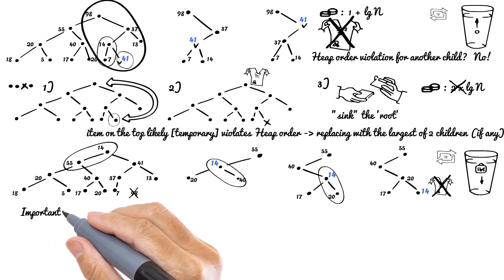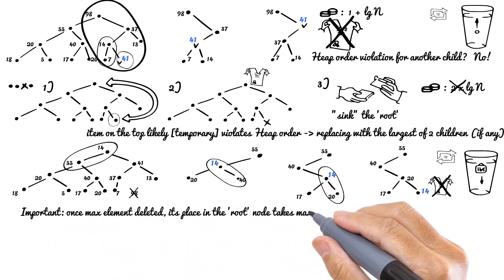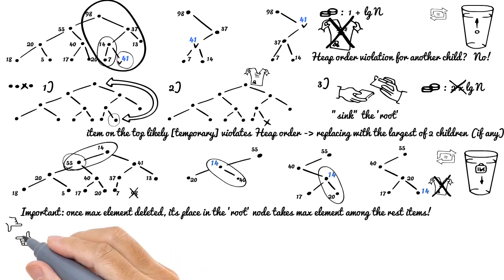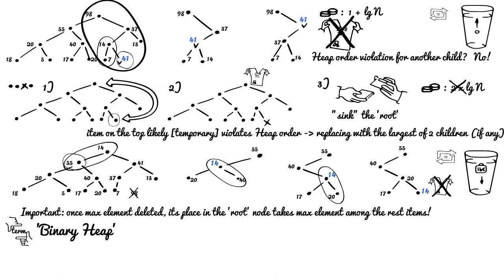One more comment about delete operation. Once you deleted the max element, root node, its place in the root node takes the maximum element out of all elements left. So it's a very fast operation to have the maximum element always ready at the same expected place. Next thing, most likely if you read about algorithms yourself, binary heap may sound more familiar to you.